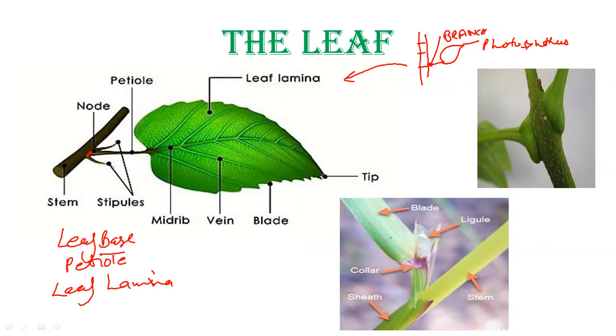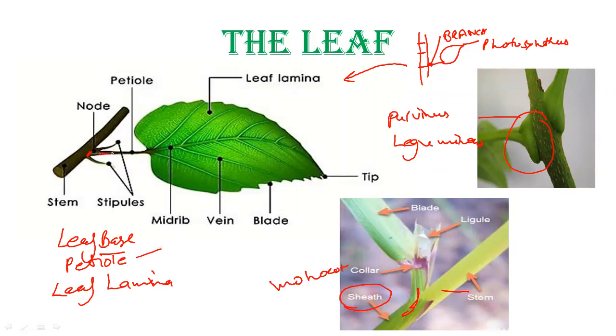In some plants, this leaf base is swollen like this, known as pulvinus. An example is leguminous plants. And in some plants, the leaf base expands and covers the stem like this. This is known as leaf sheath. An example is monocots. Now let's talk about the petiole. The petiole is this twig. This holds the lamina to the light. Also, the petiole allows the leaf lamina to flutter in air.